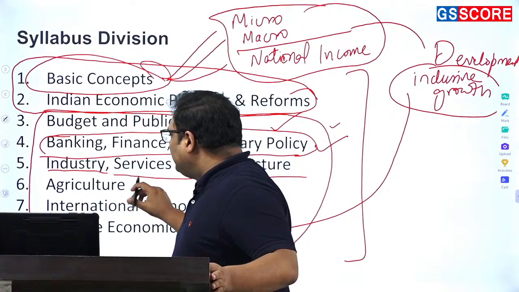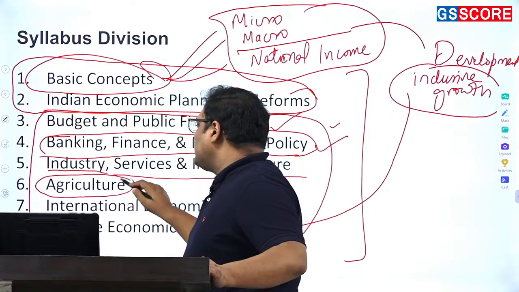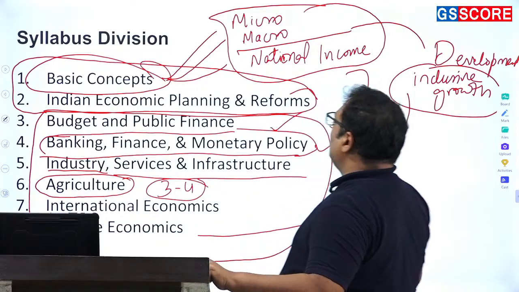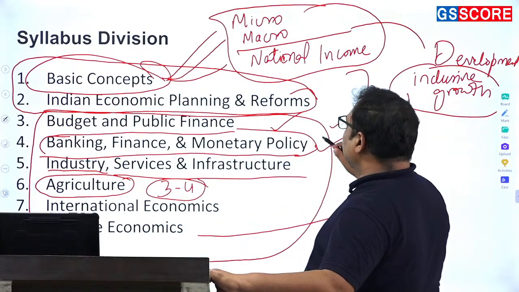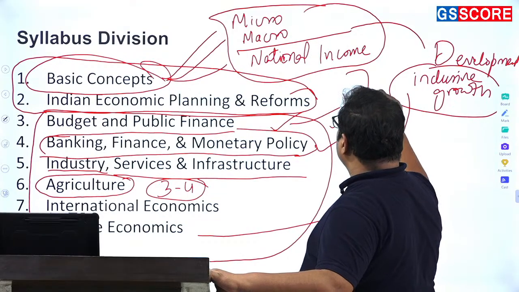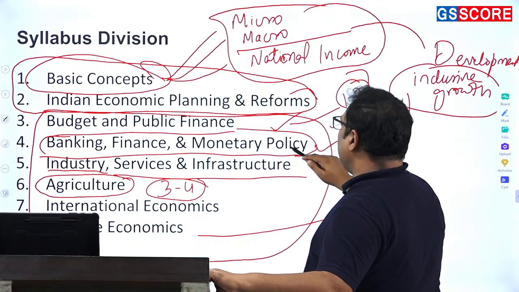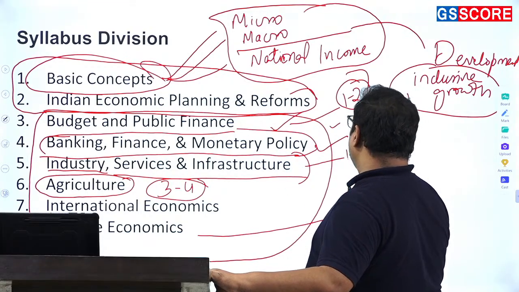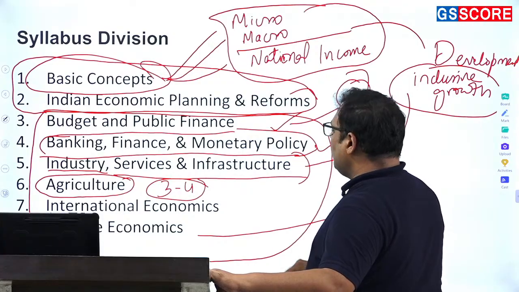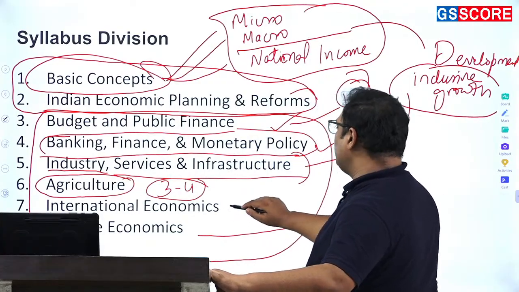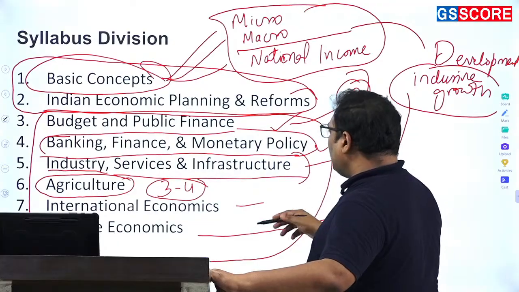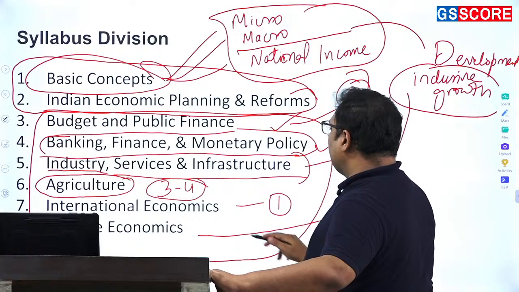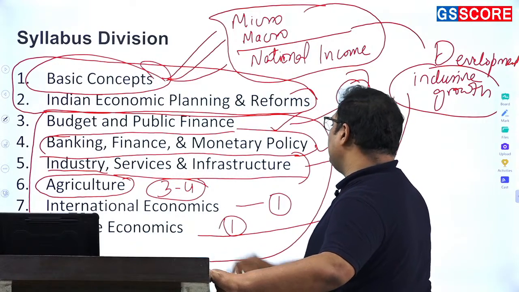Agriculture, I would say, is the single most important topic from which at least 3 to 4 questions are there each year. Okay, almost every year we see 1 question to 2 questions from budget. Banking, finance is not getting asked these days. Industry, services, infrastructure, again 1 to 2 question. And international economics, usually they are not asking question, but sometimes they ask 1 question, but with less frequency. Welfare economics, at least 1 question every year.